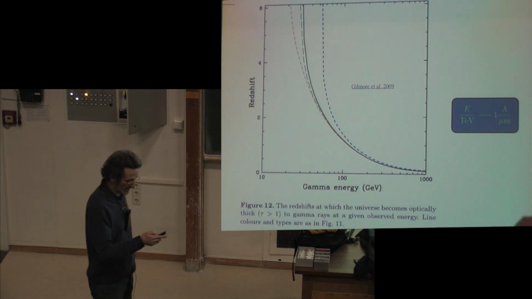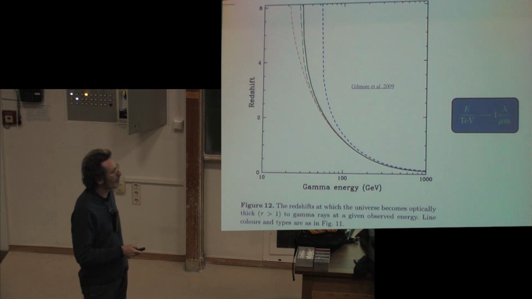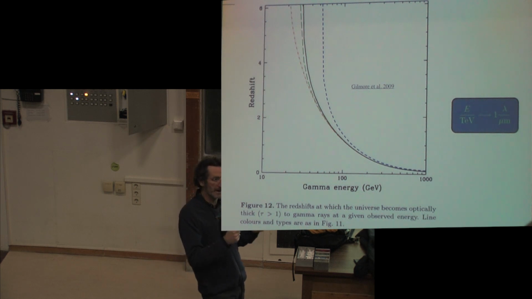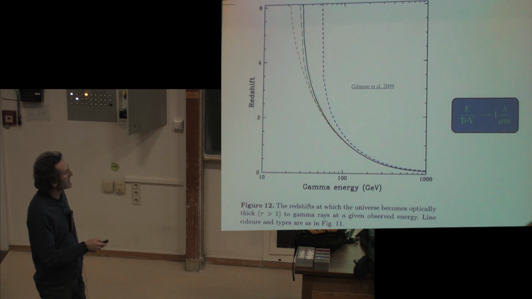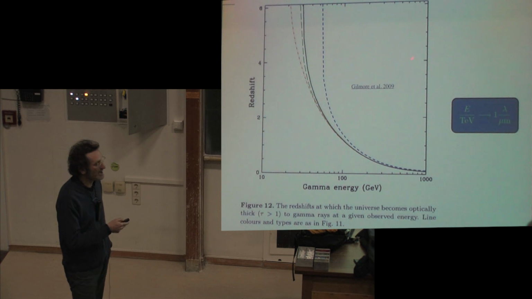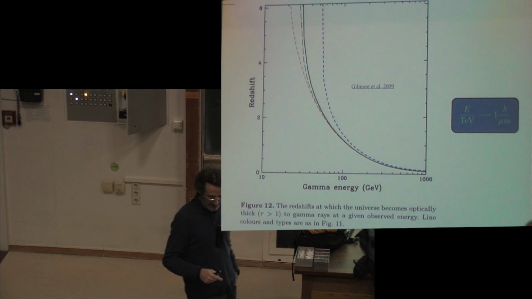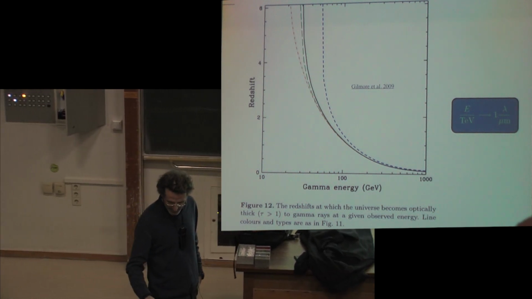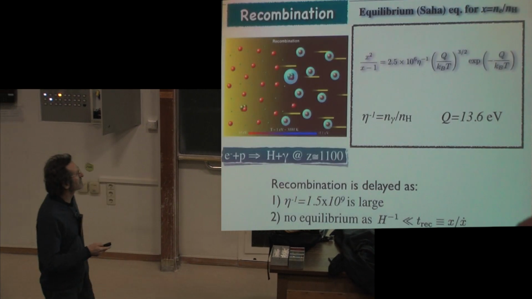For those photons, you have to remember that basically 1 TeV photons interact with 1 micron photons and produce electron-positron pairs. So the universe is optically thick to these photons, and those are different results that assume different cosmic backgrounds. This is a paper from Gilmore et al. 2009.